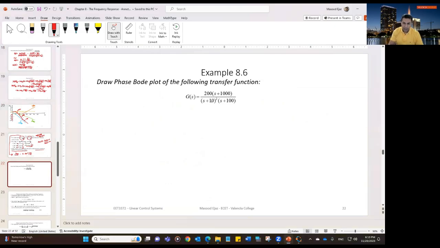Again, we're going to look at each one of them separately to draw the phase Bode plot. So the first thing is 200, of course, that's 0. The phase associated with a constant value is 0. Now, if it is negative 200, let me ask someone, what will be the phase of that?